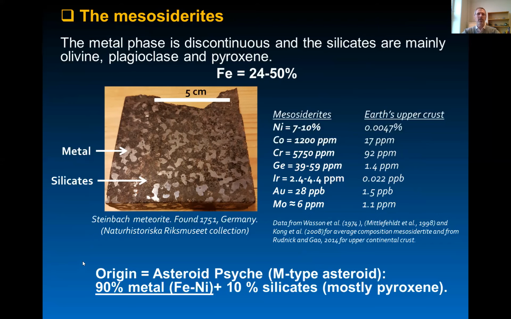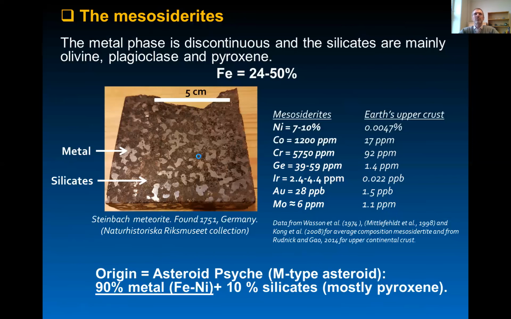From the investigations of mesosiderites, we believe that the origin of these meteorites is the asteroid Psyche. It's an M-type, metal-type asteroid formed by 95% of metal, nickel and iron, and 10% of silicates, mostly pyroxene. So that's good stuff for resources.